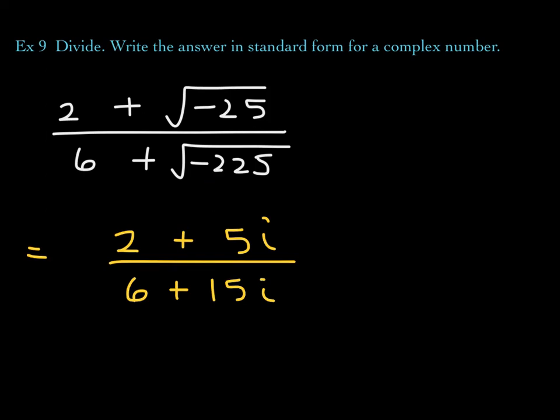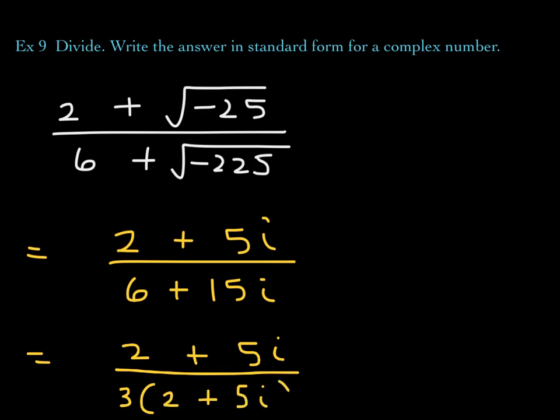Oh, you know what I just realized? Look at the denominator. Can't the denominator be factored? The numerator is 2 plus 5i. But what is this denominator? If you factor out, let's see, a 3, I think 3 is a GCF. You end up with what? 2 plus 5i. Oh, look at that, everybody. 2 plus 5i divides out with 2 plus 5i.